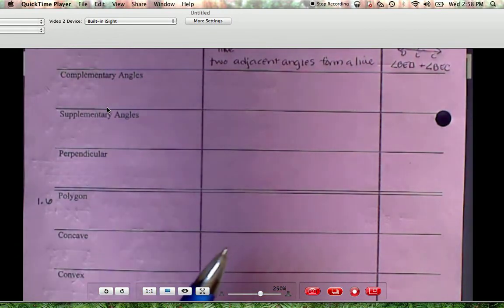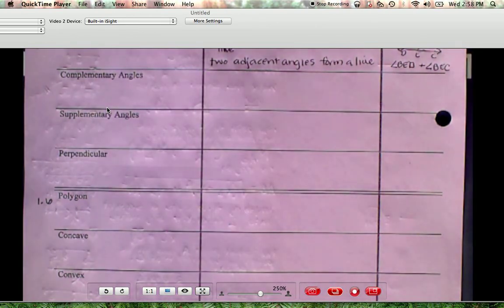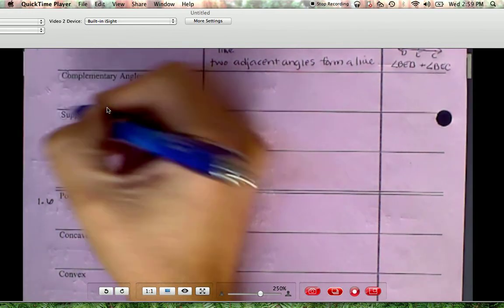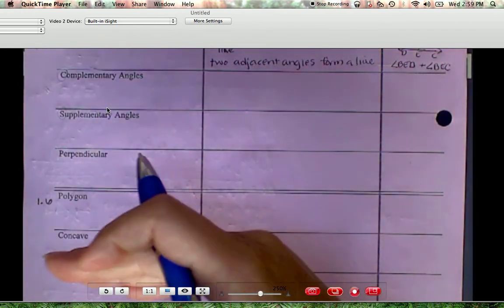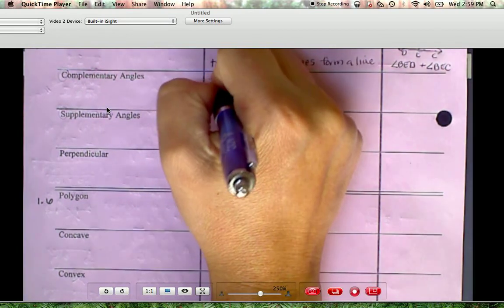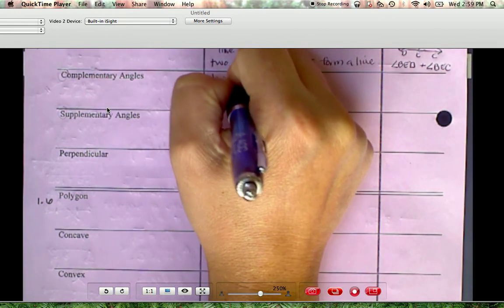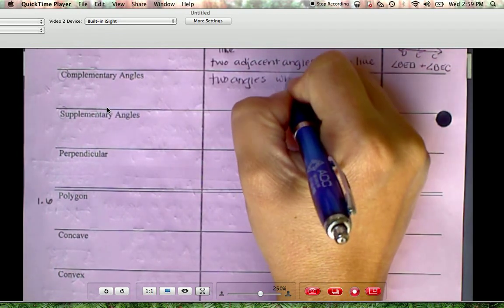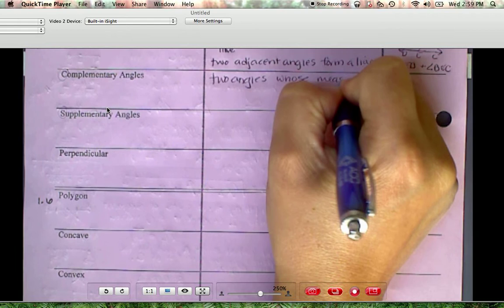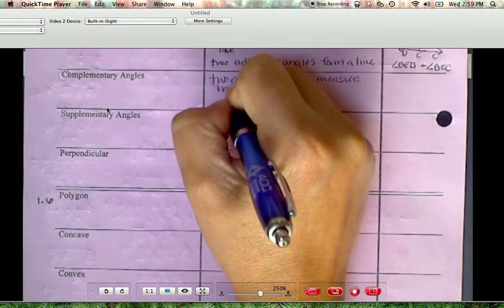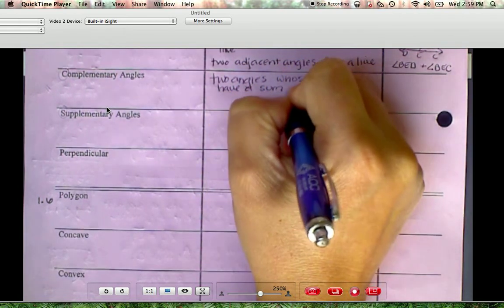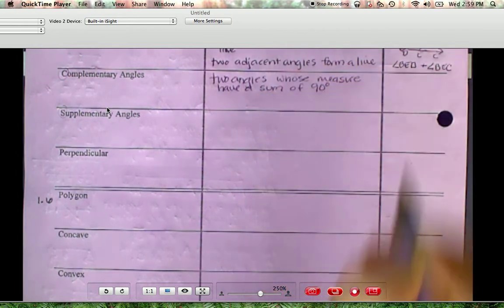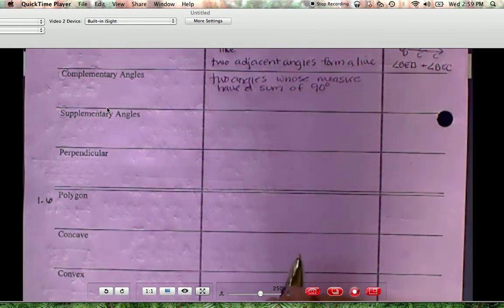What you might not be familiar with is how you might see these in a picture. Complementary and supplementary, if you get them confused, think of them going in alphabetical order, C and S, alphabetical order, smallest to largest. So complementary: 2 angles whose measures have a sum of 90 degrees.